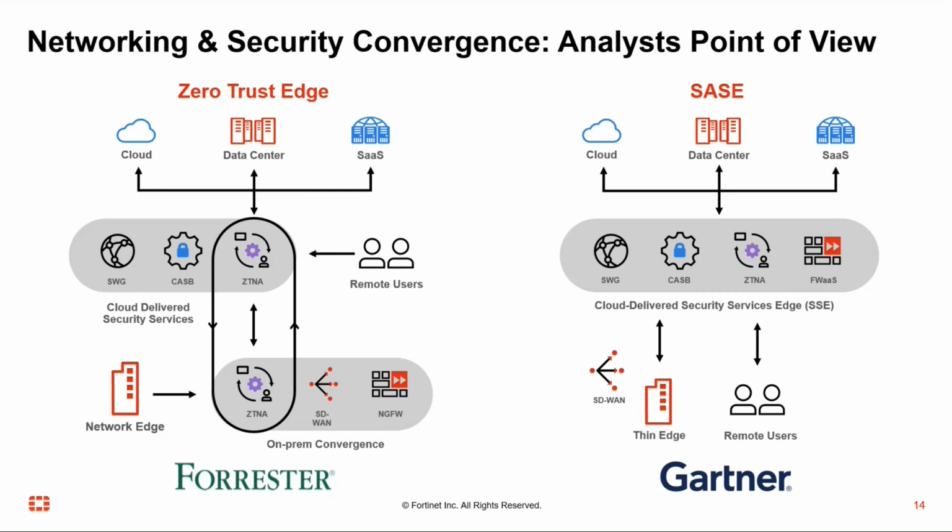So SASE is seeing everything from a cloud delivered, let's say, native security perspective. On the left-hand side, Forrester sees it from a slightly more pragmatic view. Some of the security services will be delivered in the cloud, and that could be the secure web gateway capabilities, the CASB capabilities, or potentially the zero trust network access capabilities. But they also still see the need for on-prem convergence. That could be the zero trust network access, it could absolutely be the SD-WAN component, and once again, it could be from a next generation firewall perspective. So two different views: Gartner seeing everything delivered from the cloud, but Forrester seeing a hybrid environment, with cloud and on-prem delivered security.